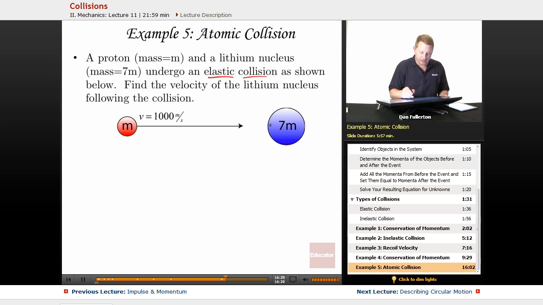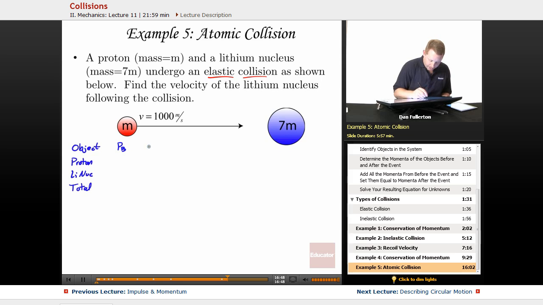All right, well, since this is coming straight on, we really only have to deal with one dimension here. So let's take a look. Our objects are our proton, our lithium nucleus, and a rho for total, in the momentum before and momentum after.